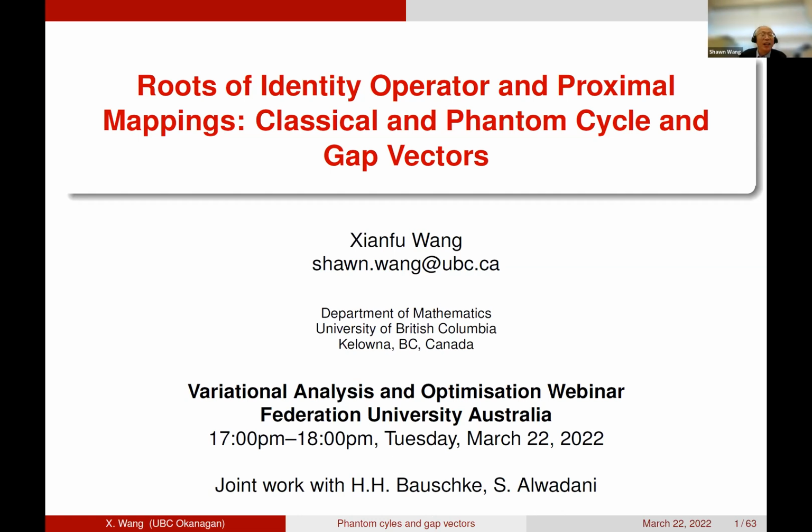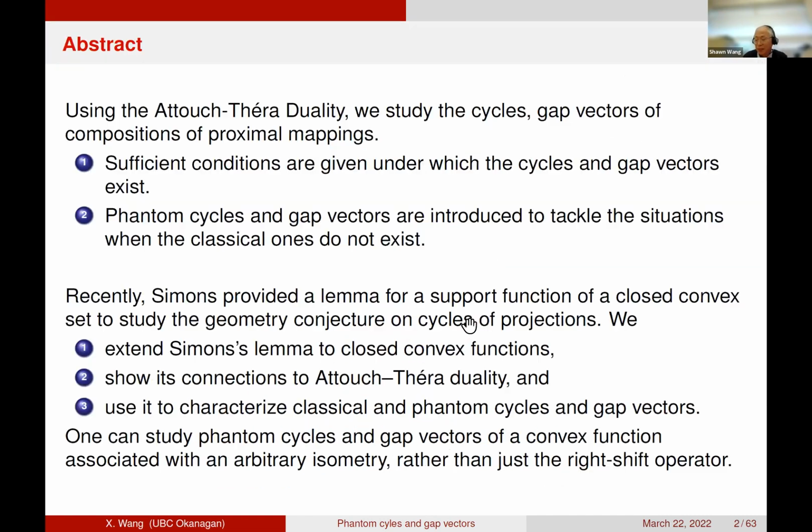Okay, so I will talk about the role of identity and proximal map. I will try to show the connections, how the cycle and gap vector are related to those concepts. Yeah. So let me go to the next page. Yeah. So here's the abstract.